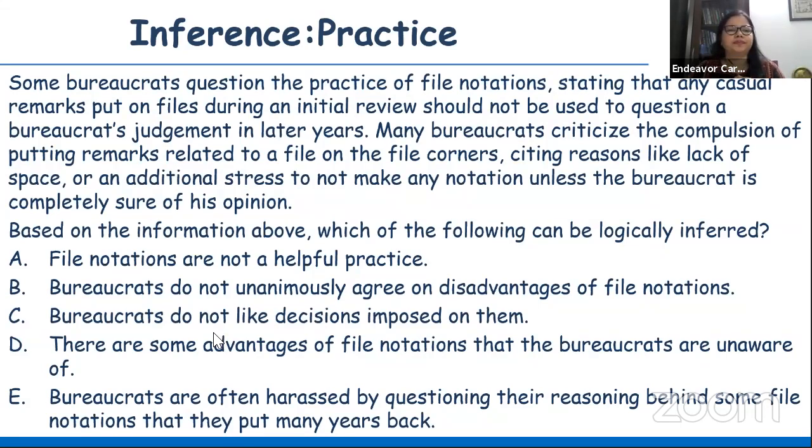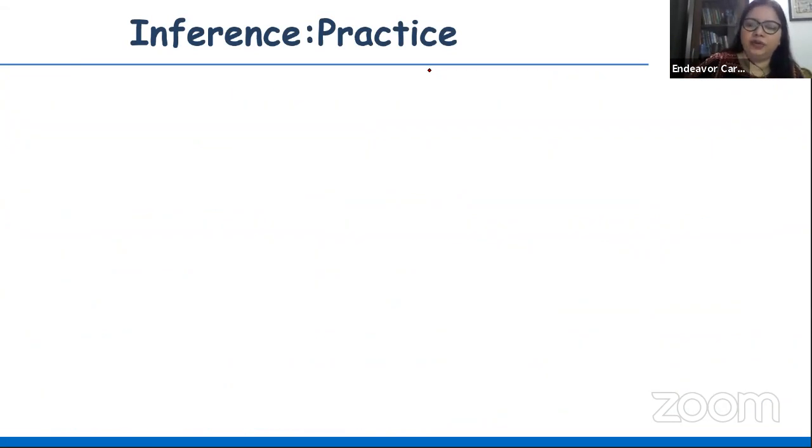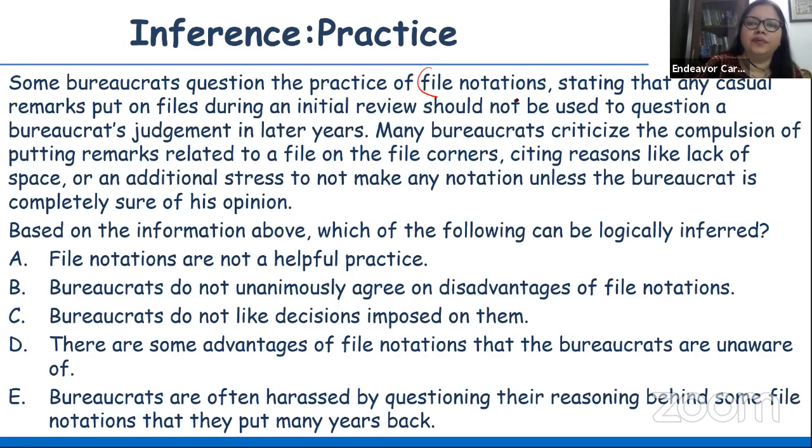So, some bureaucrats, don't miss the word some, question the practice of file notation. So what's our discussion here? Our discussion is that of file notations. What are file notations? Noting down something in a file, correct? And bureaucrats means bureaucratic files. Okay, government officials, government files.